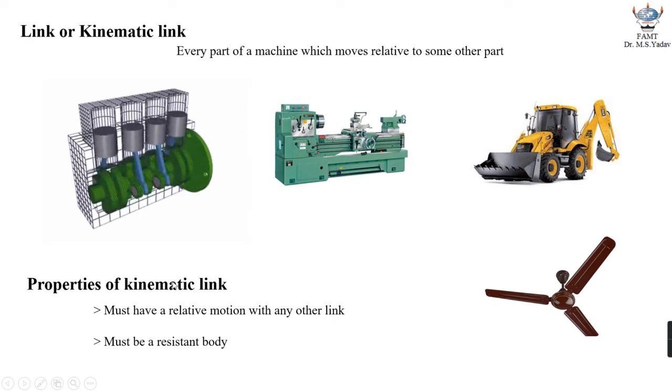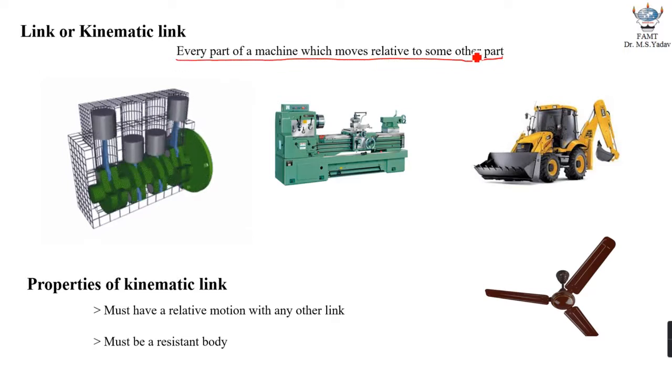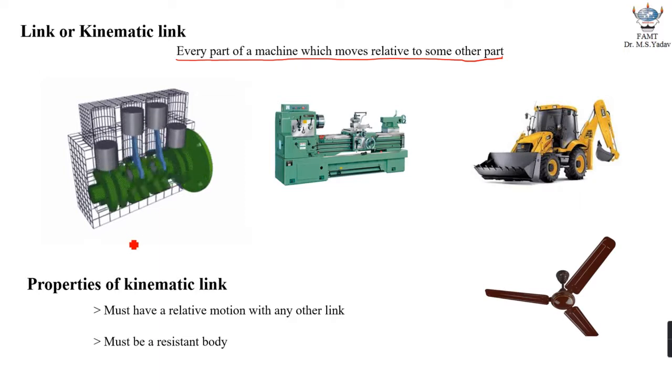So let's begin the discussion with link or a kinematic link. According to the definition, every part of a machine which moves relative to some other part is called a link. Now, three different practical examples of machines are shown on the screen.